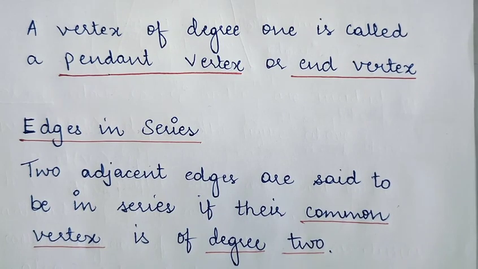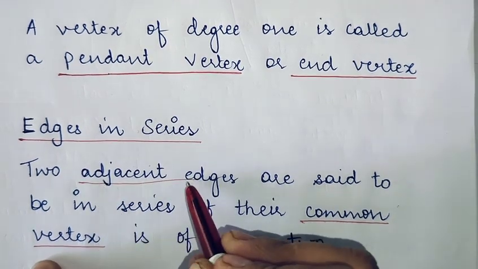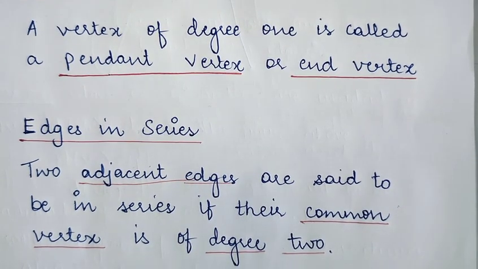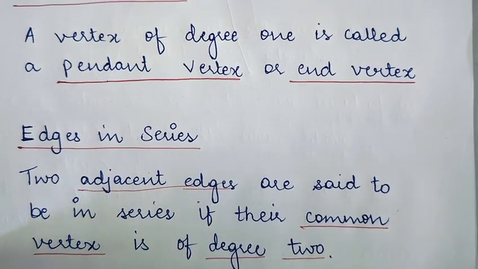Then we will see edges in series. Two adjacent edges are said to be in series if their common vertex is of degree 2. So, any two such adjacent edges whose common vertex is of degree 2 are called edges in series. Just to remind again, what are adjacent edges? As we just read, adjacent edges are those non-parallel edges which have a vertex in common. So edges in series means any such two non-parallel edges with a common vertex, and the degree of that common vertex is 2, then those edges are said to be edges in series.